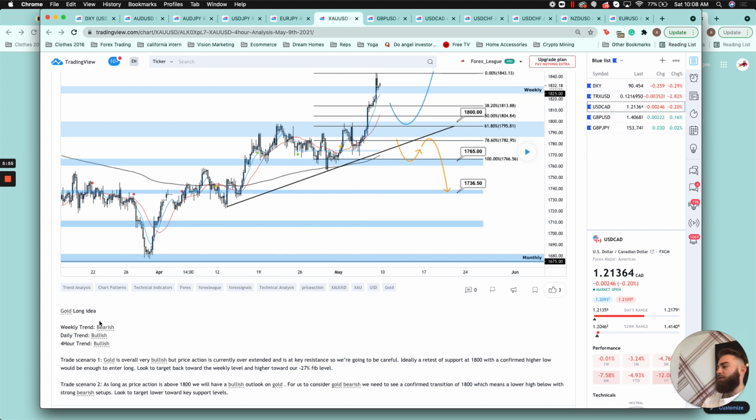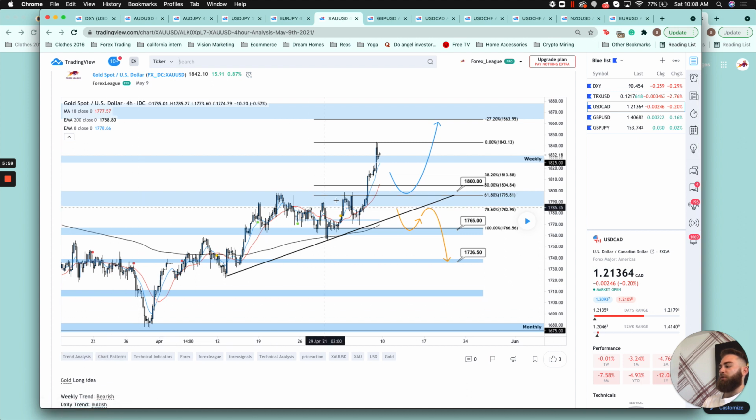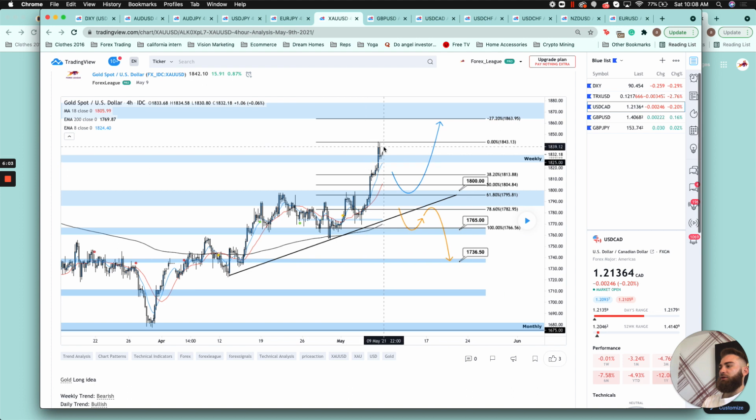So gold on the weekly trend, bearish, but daily and 4-hour are bullish. As we can see, we're on the 4-hour, things bullish as hell on this time frame. Either looking for two options. One would be the retest of these highs to look for a long, or breaking below that support level, we'd look for a short once this starts to break down a bit more.